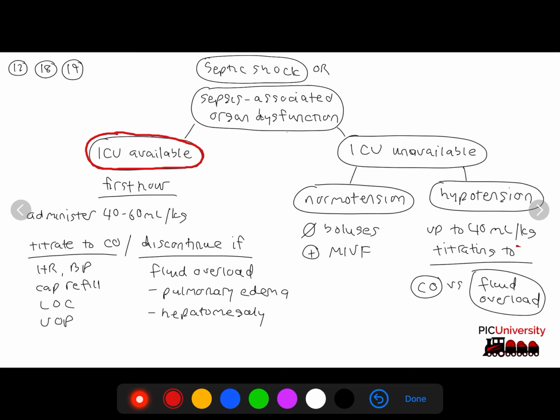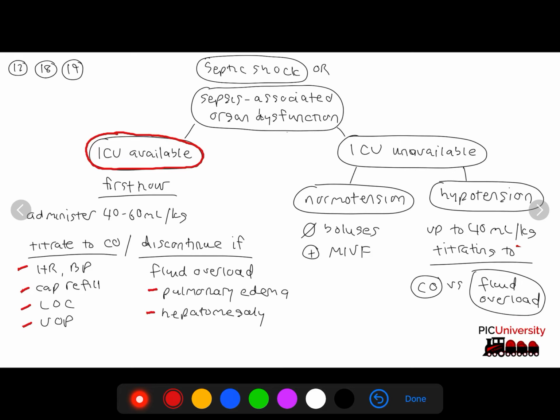And these resuscitations should be guided by measures of cardiac output, including heart rate and blood pressure, capillary refill, level of consciousness, and urine output as signs of end organ perfusion. Now, fluid resuscitation should be discontinued or paused if patients start to develop signs of fluid overload. And these include things like pulmonary edema and hepatomegaly.